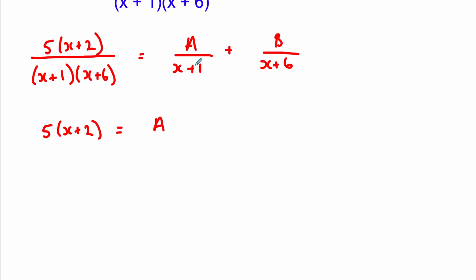When I do that, the x plus 1s will cancel in the a term to leave me with a bracket x plus 6, and the b term will end up being multiplied by x plus 1 because the x plus 6 terms will cancel.